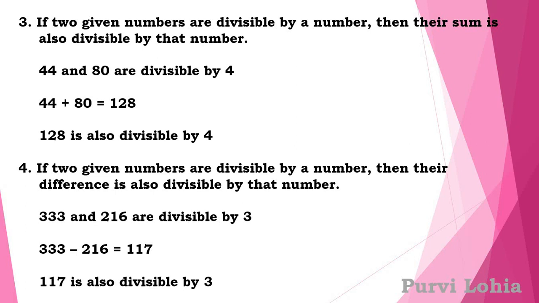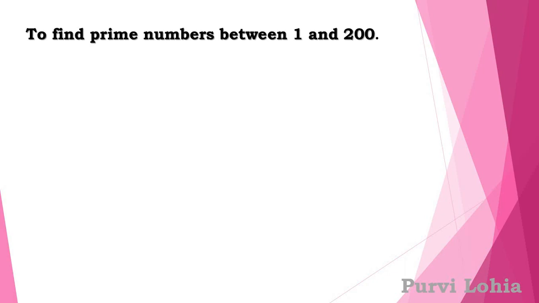Okay. Now, to find prime numbers between 1 and 200. See students, it is very easy to find prime numbers up to 50 or maybe 100. But it becomes a bit difficult to find the prime numbers above 100. So, how do we find prime numbers between 1 and 200?